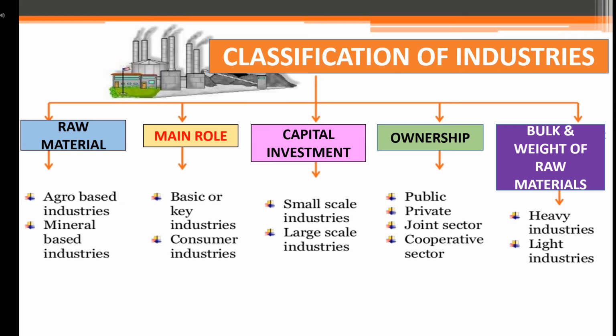Industries can be classified on the basis of the following parameters. Firstly, on the basis of the sources of raw materials used, industries can be classified as agro-based and mineral-based industries. Secondly, according to their main role, industries can be divided as basic industries or consumer industries. Thirdly, on the basis of capital investment, they can be classified as small scale industries and large scale industries. Fourthly, on the basis of ownership, industries can be classified into four major groups: public sector industries, private sector industries, joint sector industries, and cooperative sector. Last one, on the basis of the bulk and weight of raw materials and finished goods, industries can be classified as heavy industries and light industries.